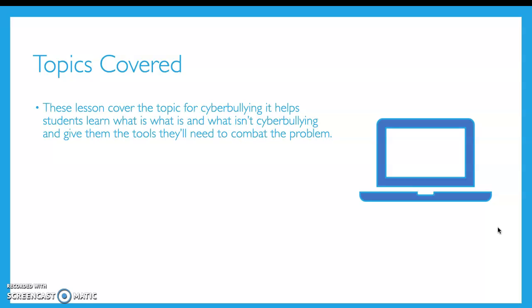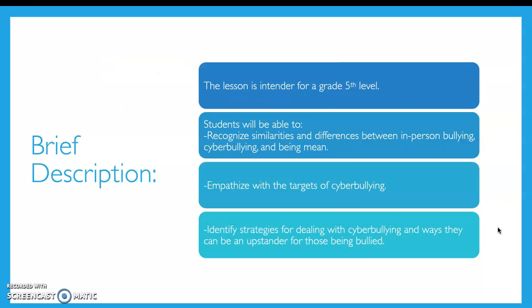This lesson covered the topic of cyberbullying. It helps students learn what is and what isn't cyberbullying, and gives them the tools they'll need to combat the problem. A brief description for this lesson is that this lesson is intended for a fifth grade level. Students will be able to recognize similarities and differences between in-person bullying, cyberbullying, and being mean. It empathizes with the targets of cyberbullying. The students will be able to identify strategies for dealing with cyberbullying and ways they can be an upstander for those being bullied.